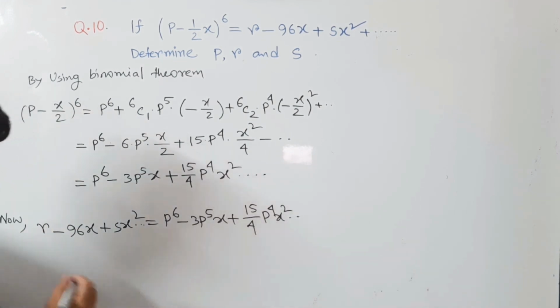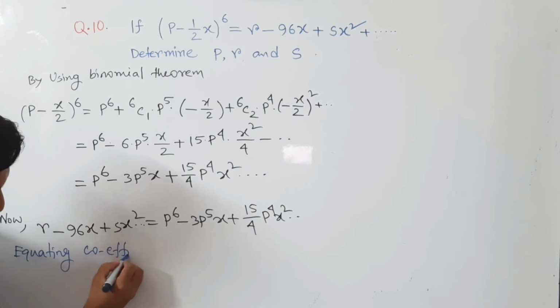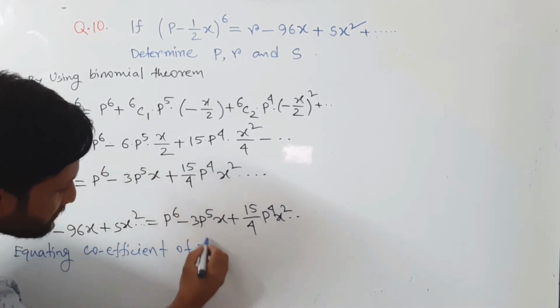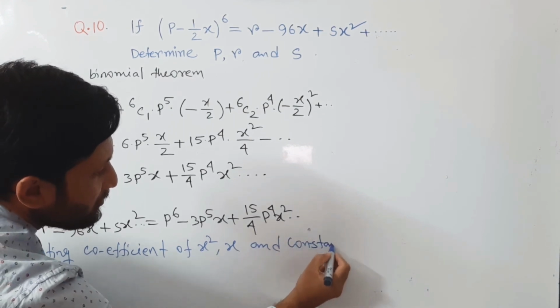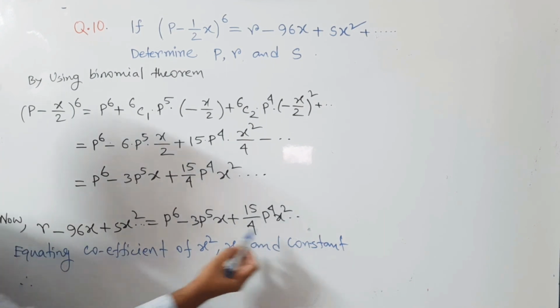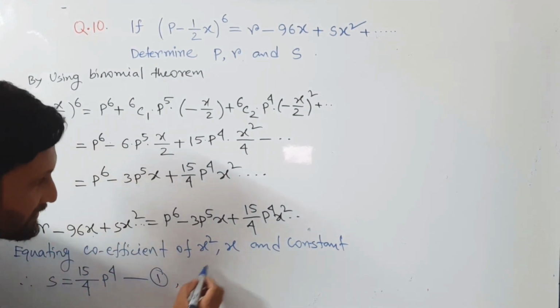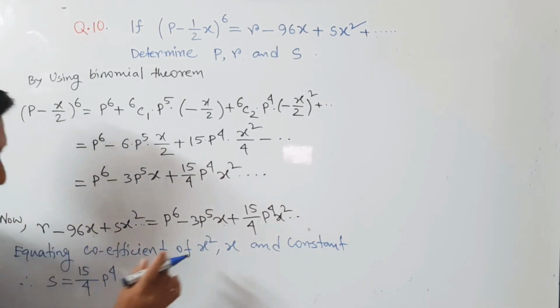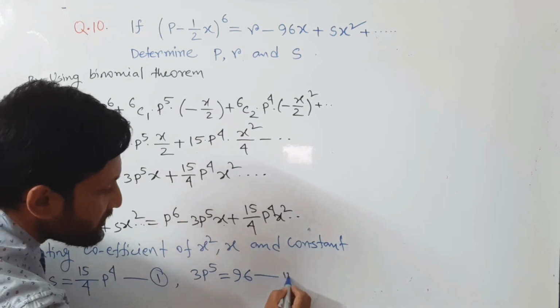So write down, equating coefficients of x square, x and constant. So we can write: equating the coefficient of x square, here 15 by 4 p to the power 4. So write down here the coefficient of x square is s. So s equal 15 by 4 p to the power 4. Mark this as equation 1. And then also we can write the coefficient of x is 96 and the coefficient of x is 3 p to the power 5. That means both sides minus minus vanish. So we can write 3 p to the power 5 equal to 96. Mark this as equation 2.